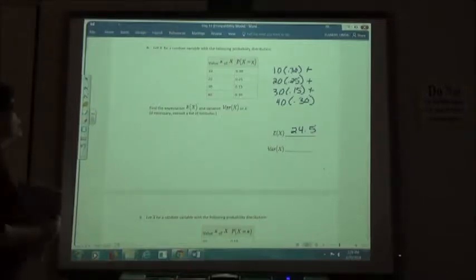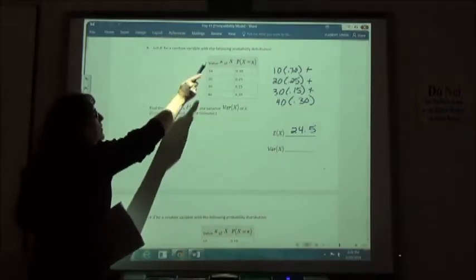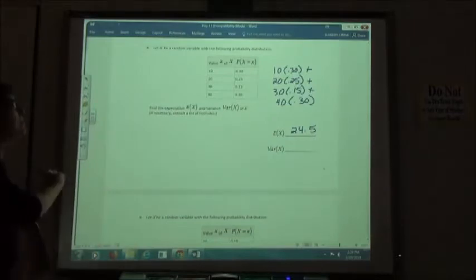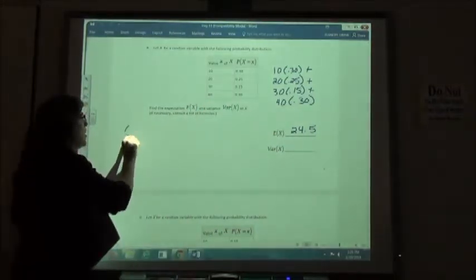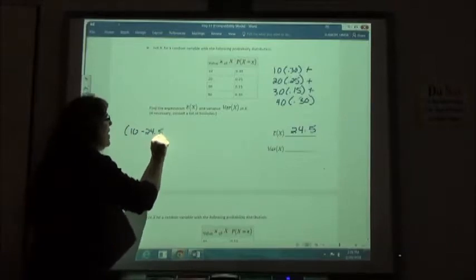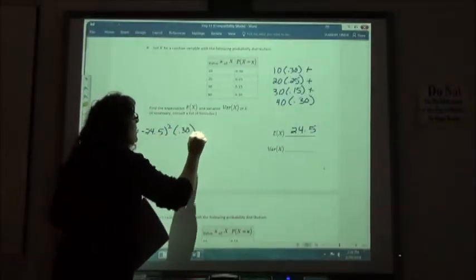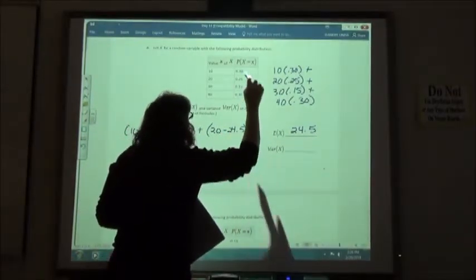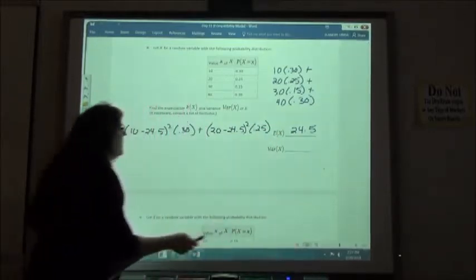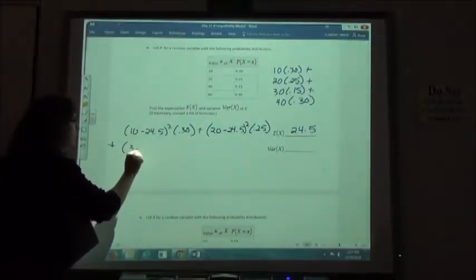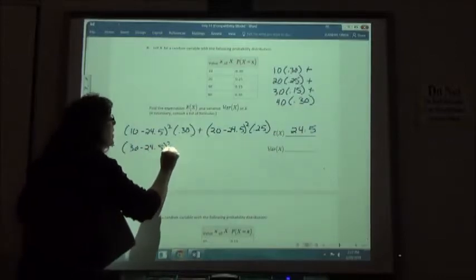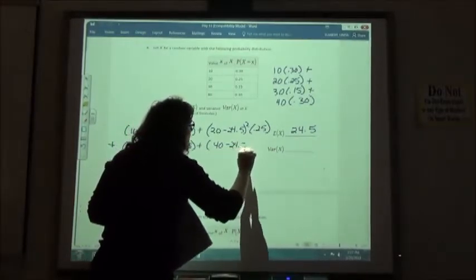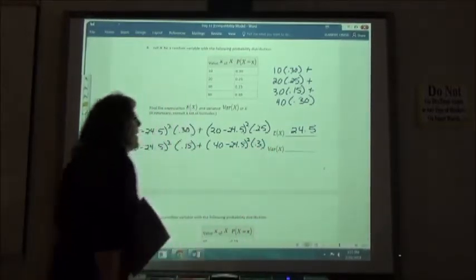We're now going to find the variance. So when we find the variance, we're taking each of our values minus that expectation squared times the probability. So I'm going to start with 10 minus 24.5 squared times 0.30. And then I'm going to do 20 minus 24.5 squared times 0.25. And then I'm going to do 30 minus 24.5 squared times 0.15. And then 40 minus 24.5 squared times 0.3.